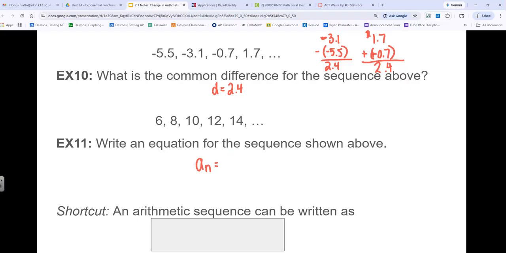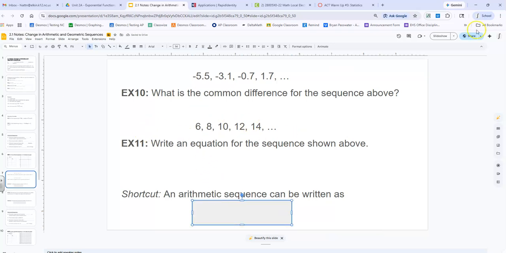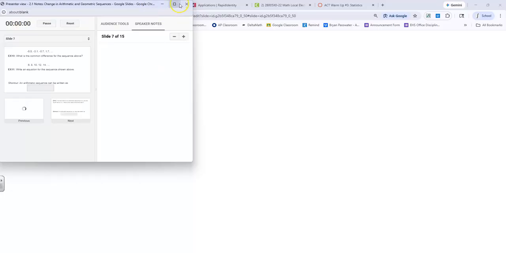I don't love whenever they give us something like 6, 8, 10, 12, 14 and don't specify whether this is a sub 0 or a sub 1. However, usually it's going to be multiple choice where both options are not there, right? We're going to treat it like a sub 0.